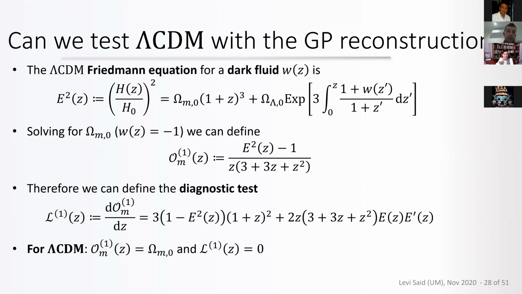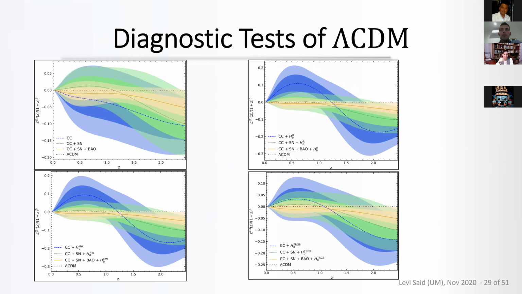So we take a derivative of that, we call that L1, and this is the diagnostic test, because, as you would expect, it would be 0 if we have lambda CDM. And what you can see here is, again, all the same 4 combinations of the data that we saw before, with the different priors in the different boxes. And at 0, you can see the dashed black line giving us lambda CDM.